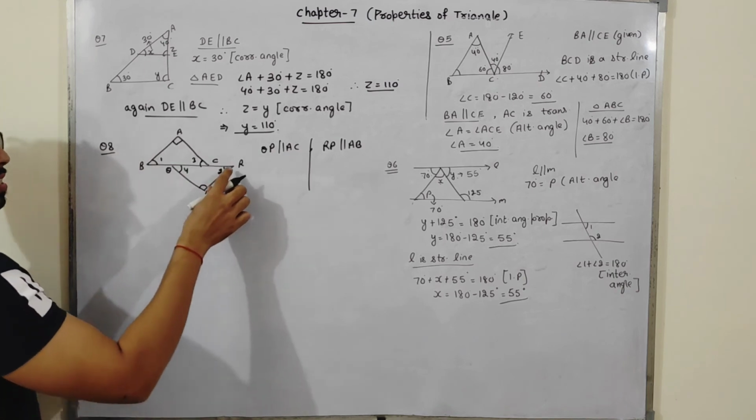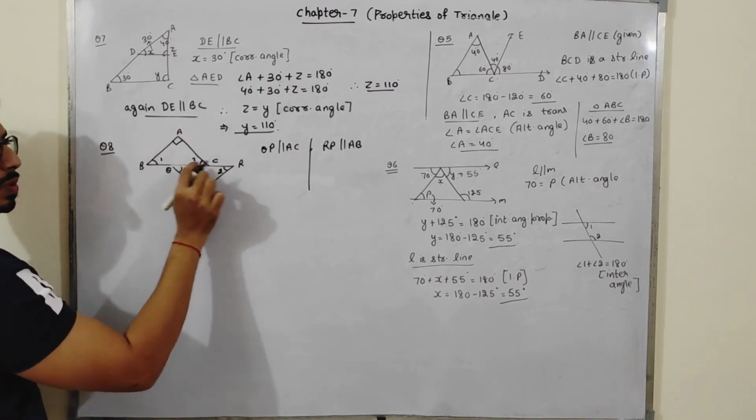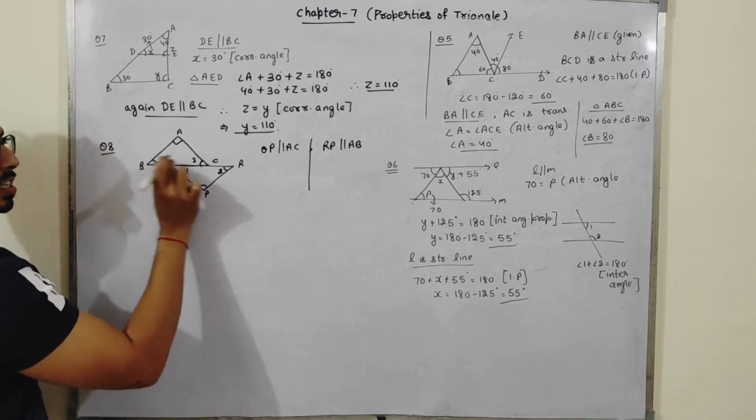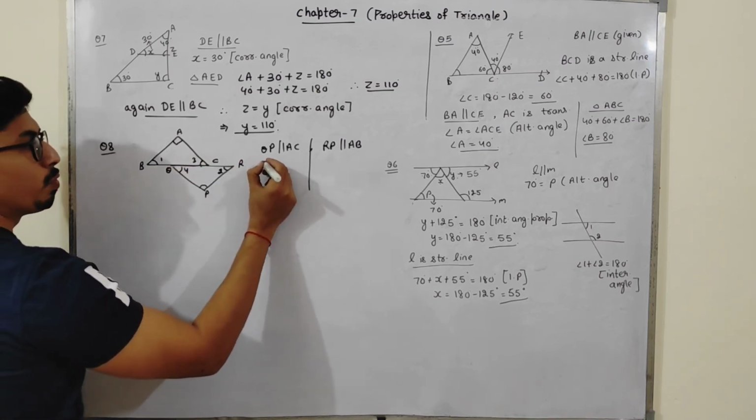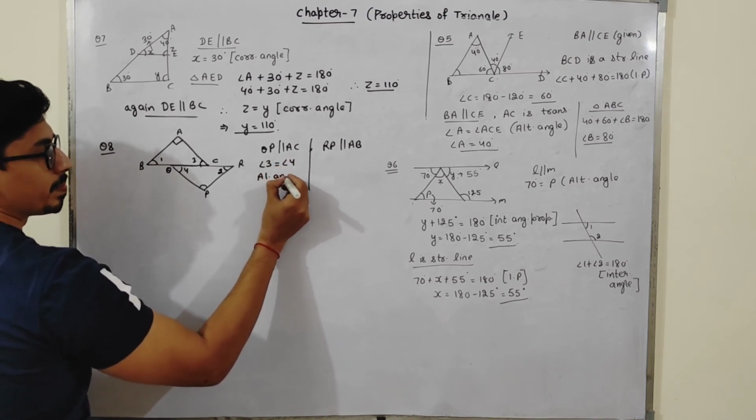QP is parallel to AC, and if this is a transversal, angle 3 is equal to angle 4 by alternate angles.